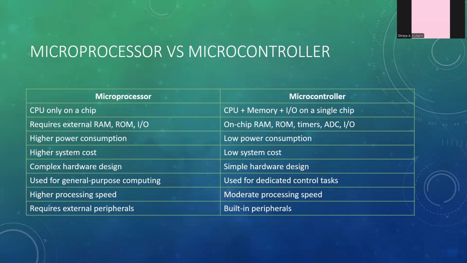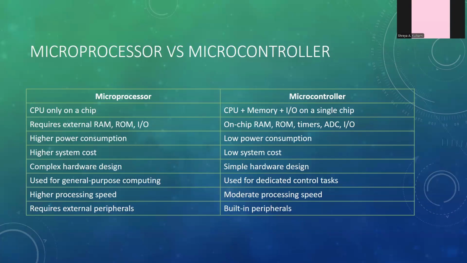If we are using a microprocessor, we need external memory in the form of RAM or ROM, and input output pins also. Everything is required externally. But for a microcontroller, everything is there on one single chip. So here the difference is given: on chip RAM, ROM, timers, ADC, IO, etc. IO stands for input output.